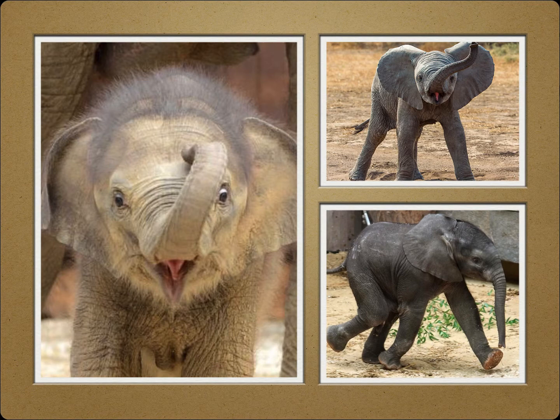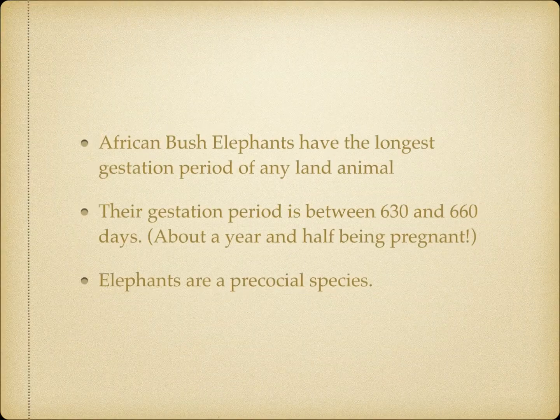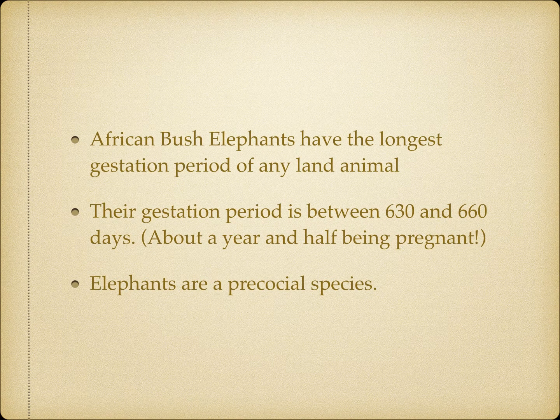When baby elephants, or calves, are born, all of the members of the herd become guardians for that calf. An elephant has the longest gestation period of any land animal, which can be between 630 to 660 days. When calves are born, they are said to be precocial, meaning that they have full motor skills shortly after they are born. African bush elephants are able to walk within 2 hours of being born.